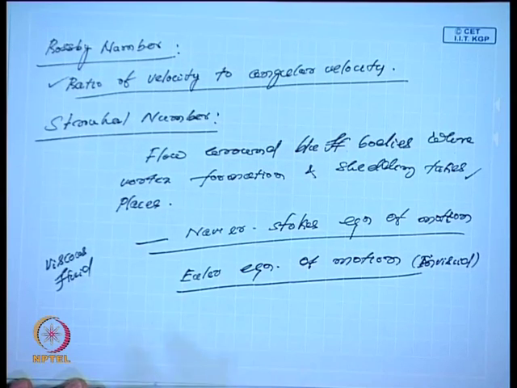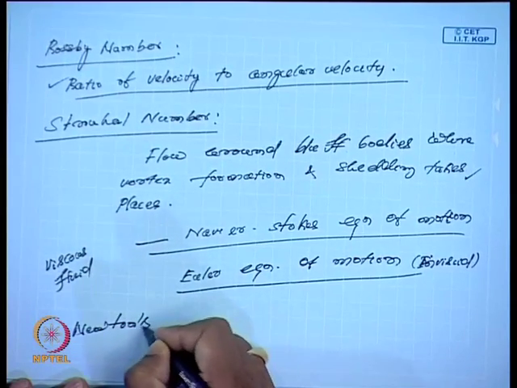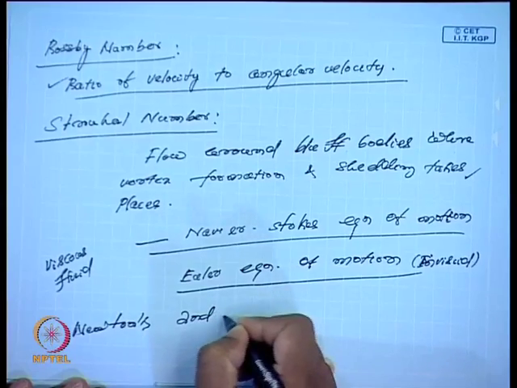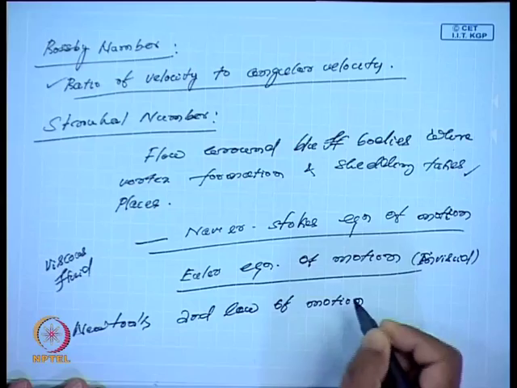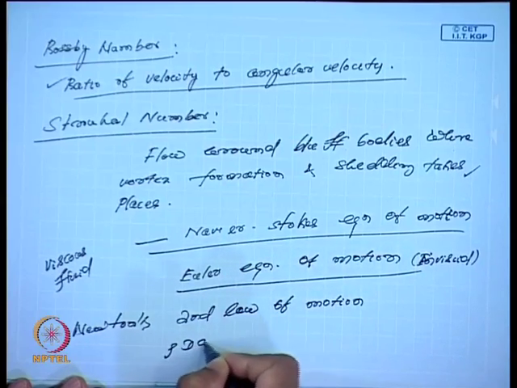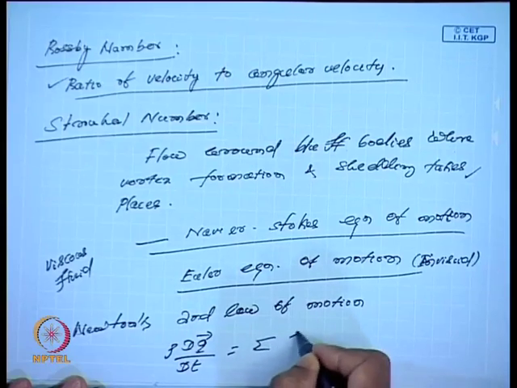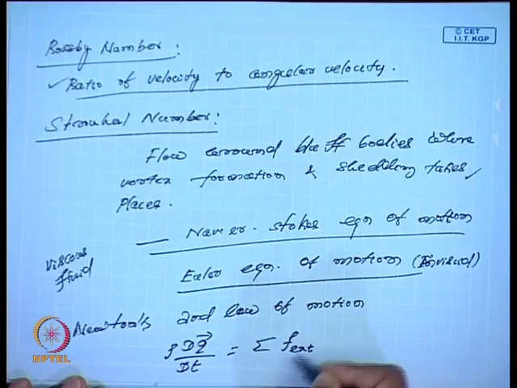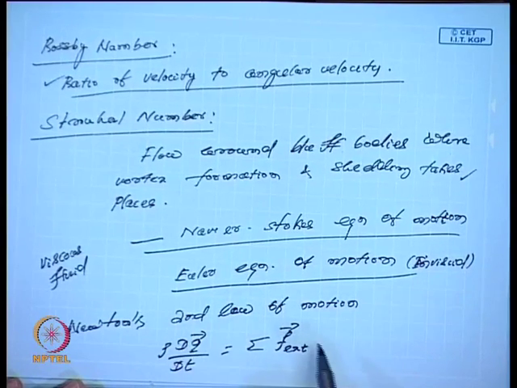From Newton's second law of motion, we have rho dq by dt, as we have already seen, is equal to the sum of f external. So, it is a combination of all the external forces that are acting, and this is the rate of change of linear momentum equal to the total force. And as we have seen, there are several forces which act on a body.